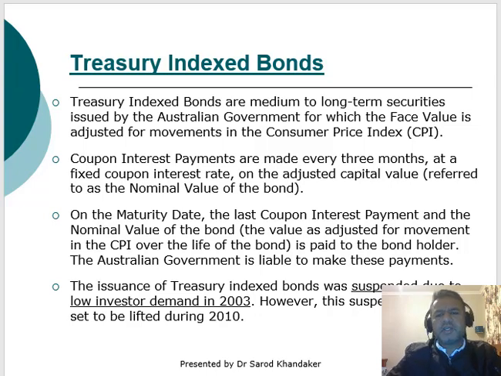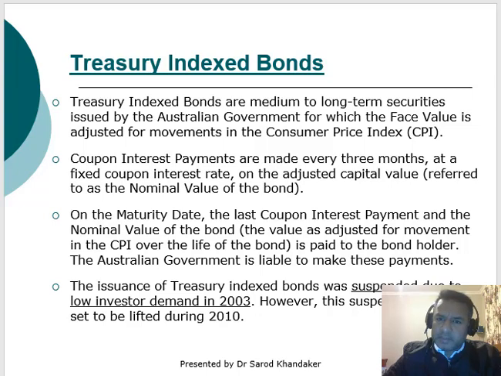Treasury indexed bonds are medium to long-term securities issued by the Australian government, for which the face value is adjusted for the movement of the consumer price index, or CPI. Coupon interest payments are made every 3 months instead of every 6 months at the fixed coupon rate, and adjusted capital value refers to the nominal value of the bond.